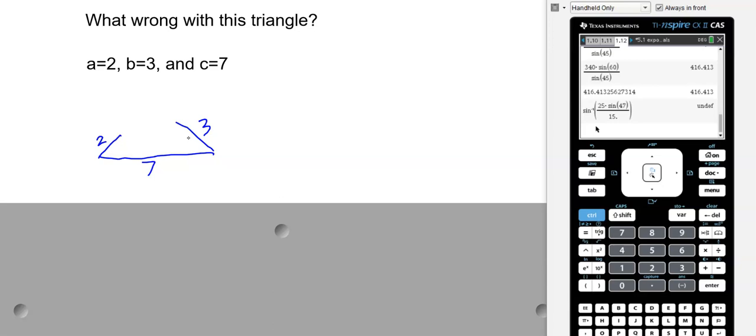So the theorem I need you to know for this, because sometimes the book or me or the test may ask you to solve this triangle.